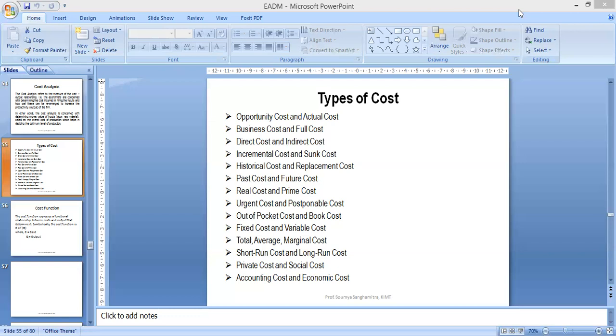Okay. Then marginal cost. In addition to the total cost, on account of producing an additional unit of the product, marginal cost is the cost of the marginal unit produced. Marginal cost equals change in total cost divided by change in quantity. Then short run cost and long run cost.